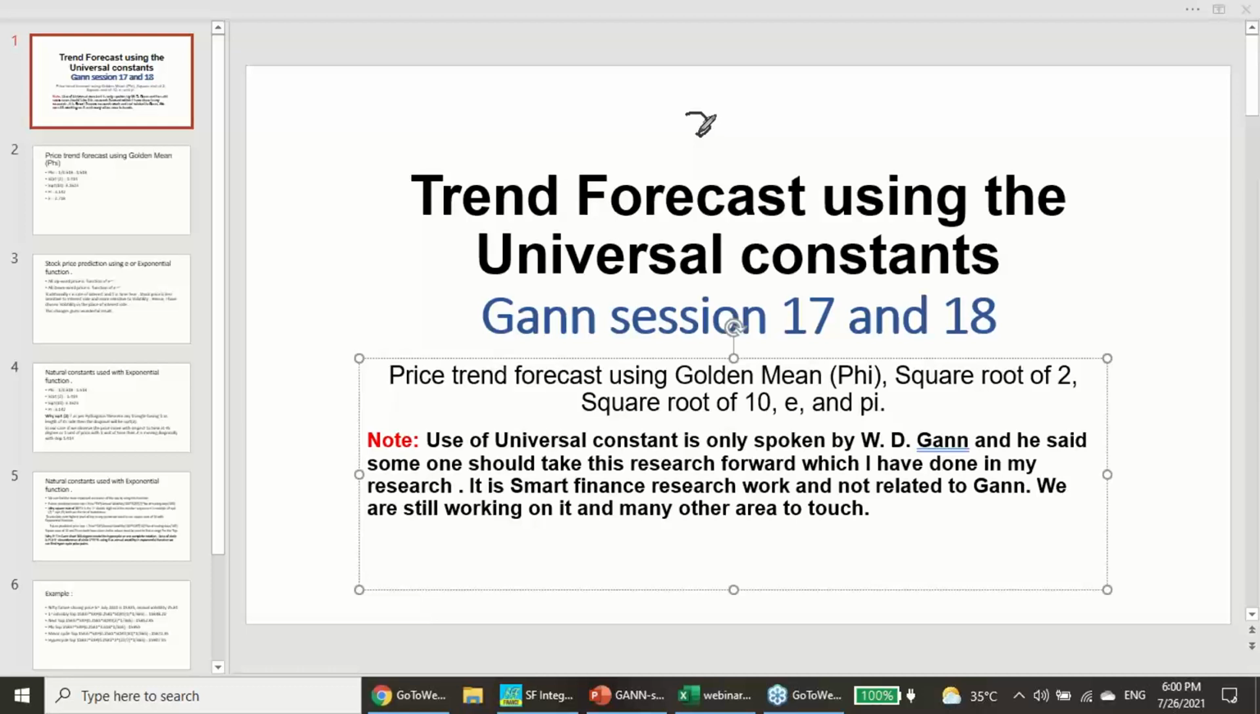This is one of our finest findings in the year 2021. Those who are associated with Smart Finance know that every year we come with new innovations in trend forecasting, with a specific mathematical way to analyze things. And this is one of our innovations in 2021.